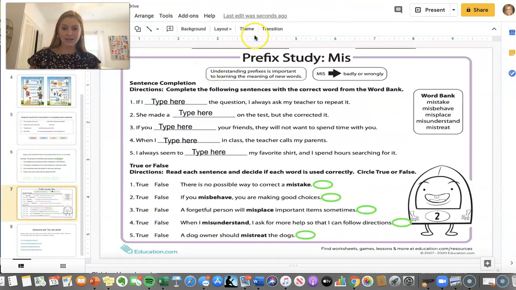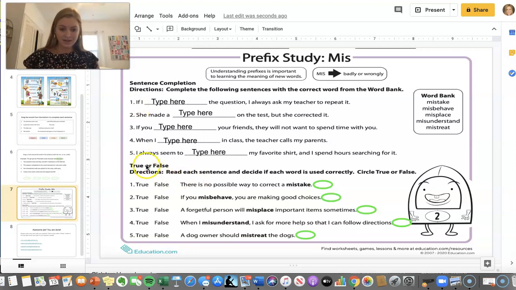And then you're going to come down here to this prefix study, and this one focuses specifically on the prefix miss. So remember that miss means badly or wrongly. First, you have 5 sentences up here. If I blank the question, I always ask my teacher to repeat it. So I'm going to come over to my word bank right here and find out which word makes sense for this sentence. So is it mistake, misbehave, misplace, misunderstand, or mistreat? So you do that for these 5 sentences, and each word will be used once.